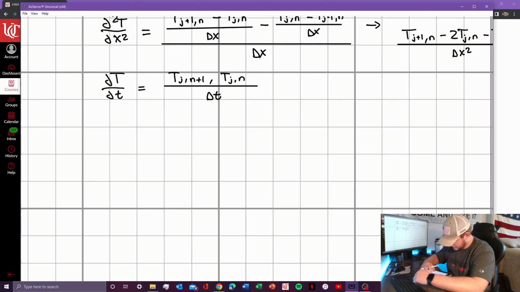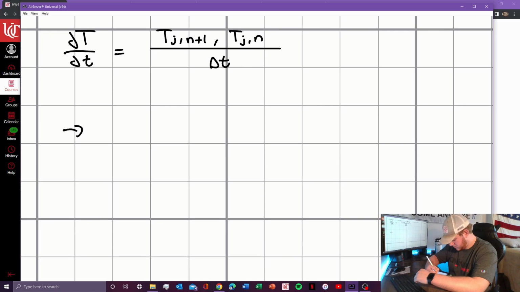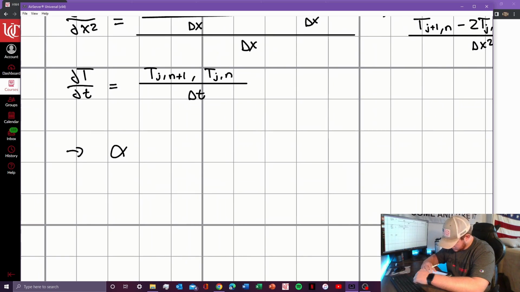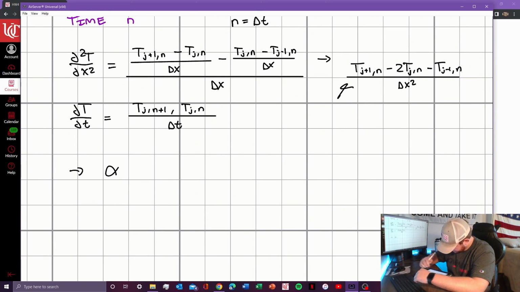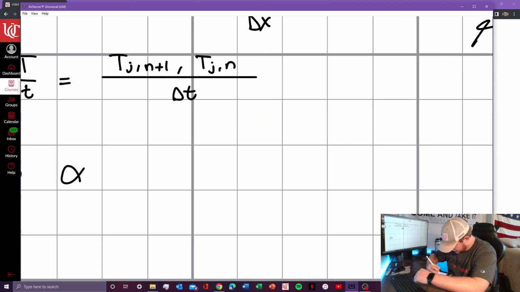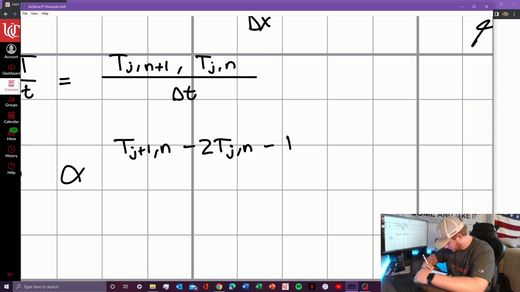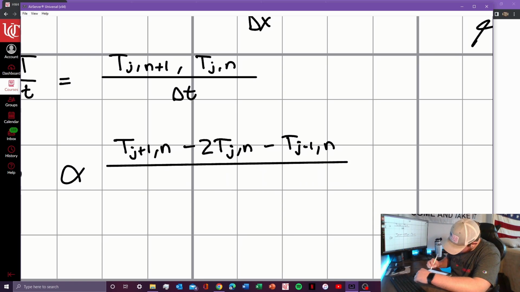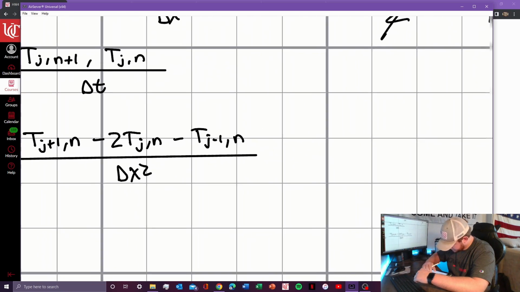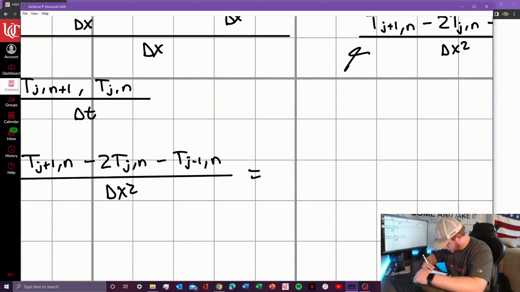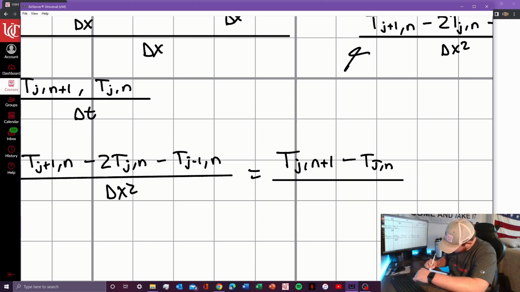All right, so we can combine these. So we're going to be left with alpha, this whole term here. So it's going to be T_j plus 1 to the n minus n times n minus T_n minus T_j minus 1 to the n, all over delta x squared. It's going to be equal to T_j to the n plus 1 minus T_j to the n, all over delta t.